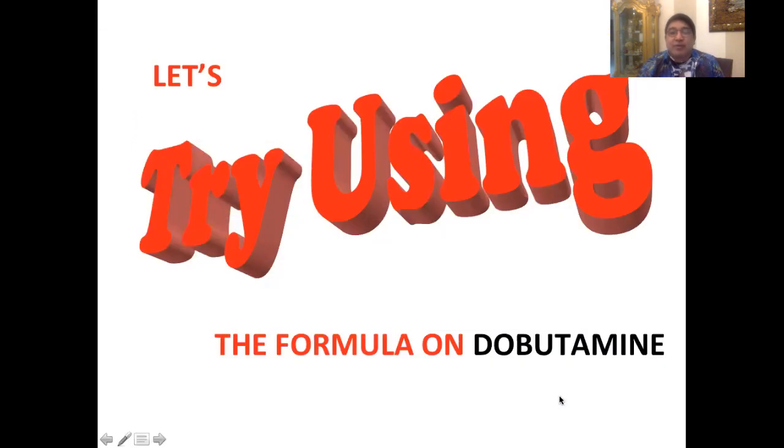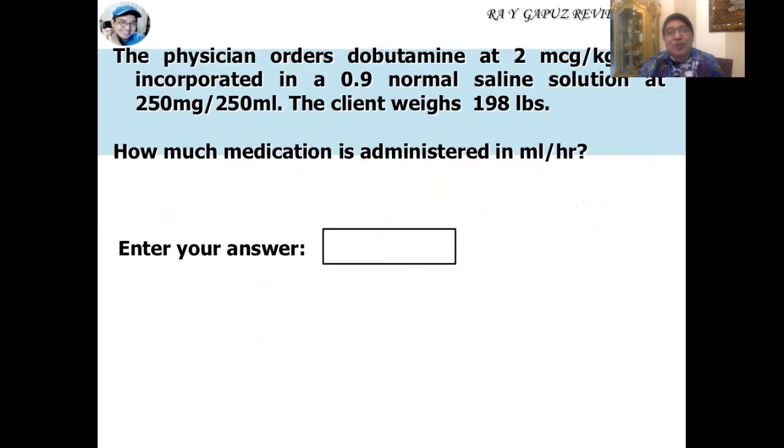So now let's try using the same formula this time on dobutamine, and let's see how different it is. So here the question is asking you about the physician ordering dobutamine at 2 microgram per kilogram per minute incorporated in 0.9 normal saline solution at 250 milligrams per 250 ml. That's a concentration. The client weighs 198 pounds. That's where the problem is, because the weight is not in kilograms. So how much medication is administered in ml per hour?